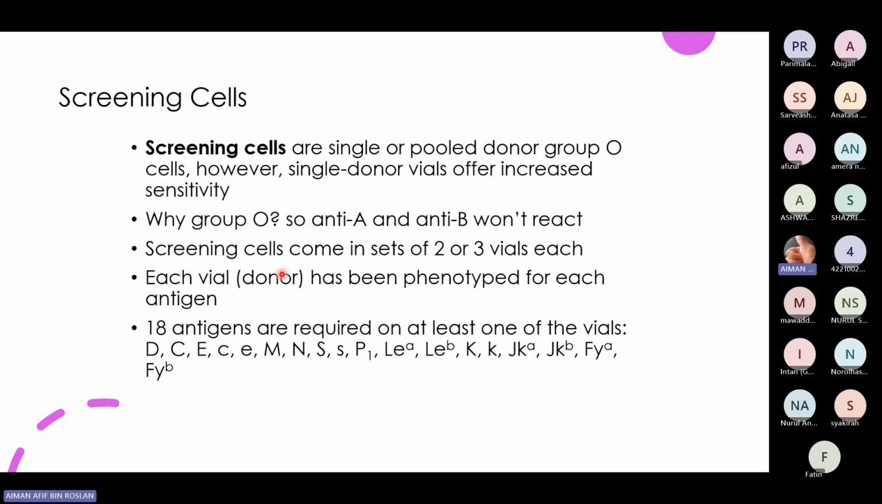Screening cells come in sets of 2 or 3 vials. Each vial has been phenotyped for each antigen. 18 antigens are required on at least one of the vials. Maksudnya setiap vials tu, 2 atau 3, kena ada at least 18 antigens lah. D, C, E and so on. Okay, antigens yang group yang pelik-pelik dia tu. Kell, Duffy, Kidd, Lewis, Lutheran and so on.